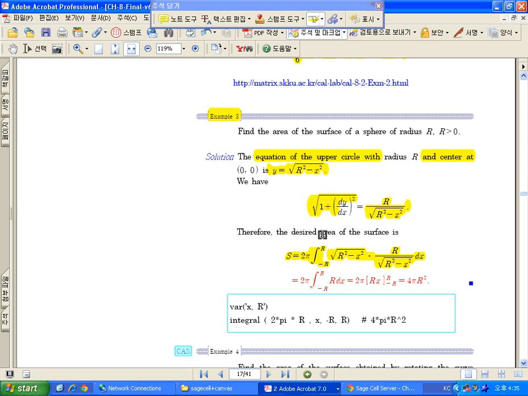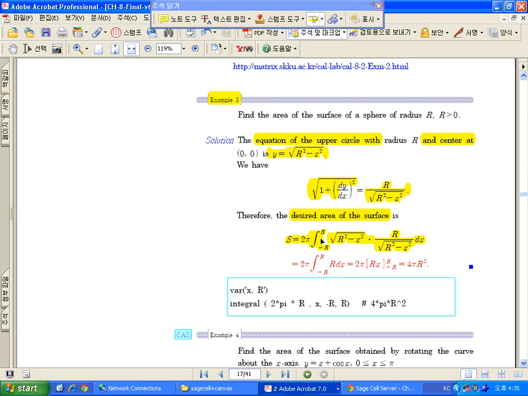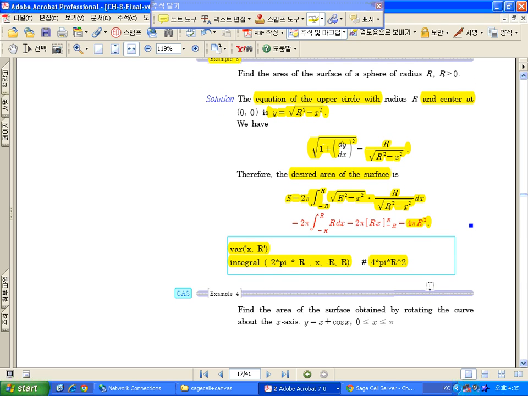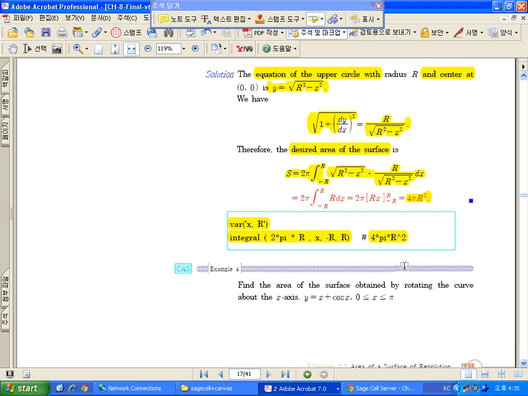So the desired surface area is 2 pi times the integral from minus r to r of the square root of r squared minus x squared, which is y, times the square root of 1 plus y prime squared, which is this, times dx. These two simplify, so this is a simple integration of 2 pi times the integral from minus r to r of dx. Since r is a constant, this can be easily found as 4 pi r squared. With the Sage code, we have the same answer, 4 pi r squared.